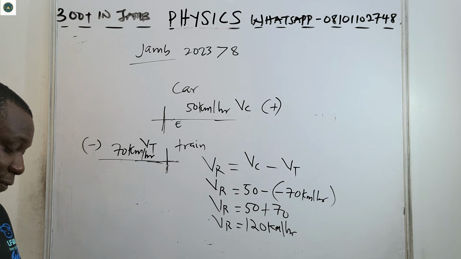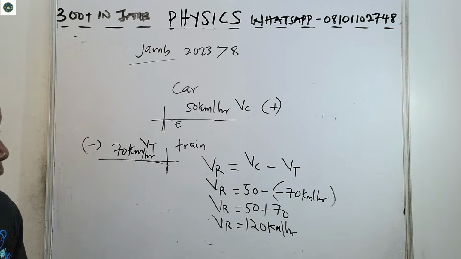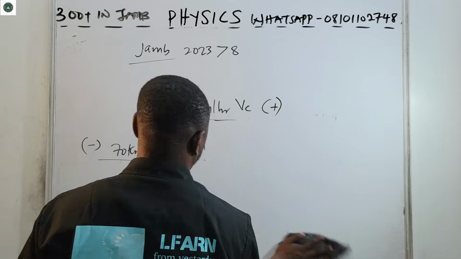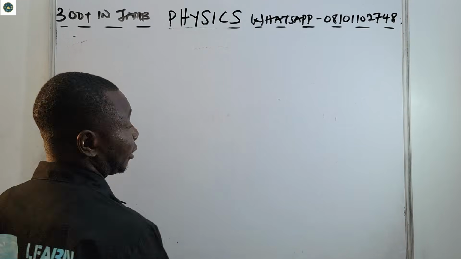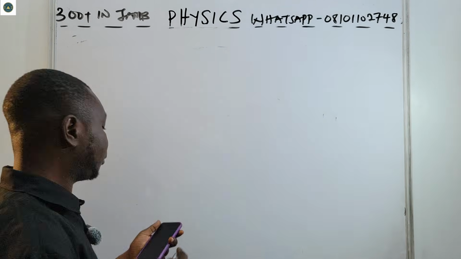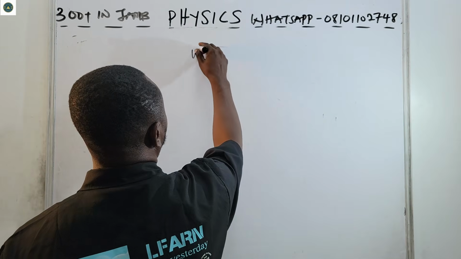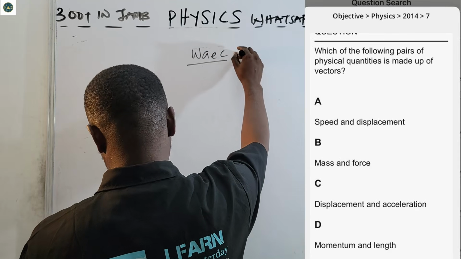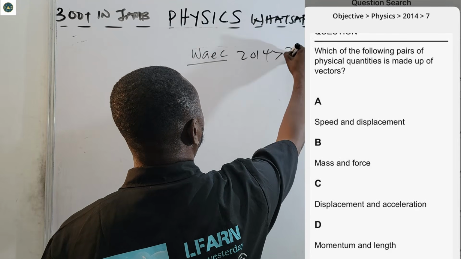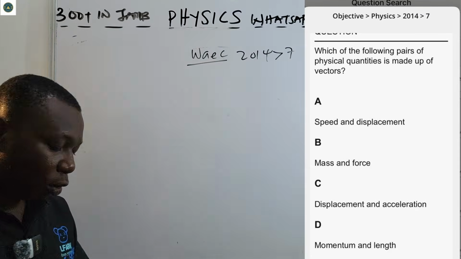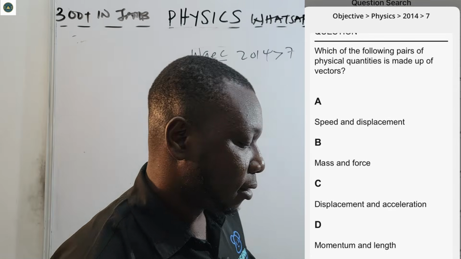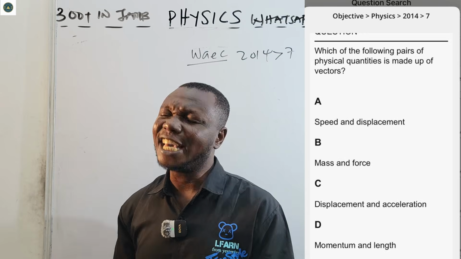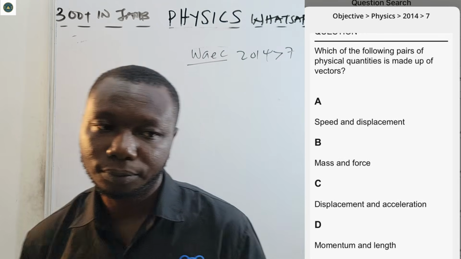All right, we also have WAEC 2014, question 7. It said, which of the following pairs of physical quantity is made up of vectors?